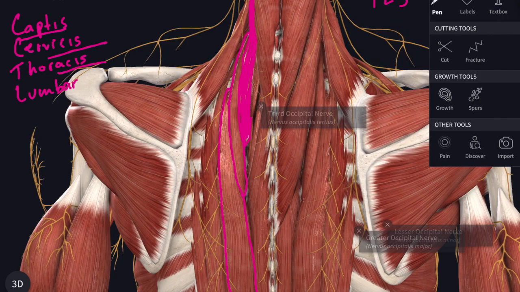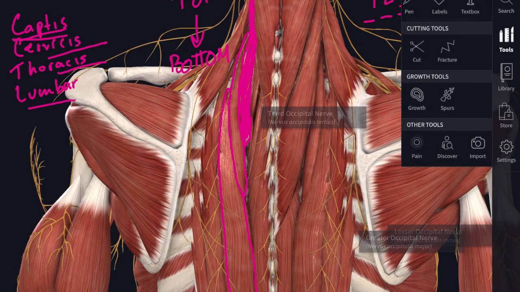So just like the spinalis being more medial, longissimus being intermediate, and then iliocostalis being the most lateral, you will notice a similar kind of pattern when you go from top to bottom, with the capitis being the most medial aspect, and the lumbar being the most lateral.